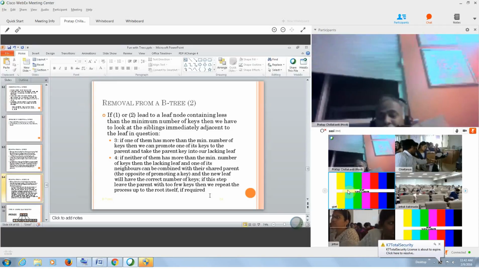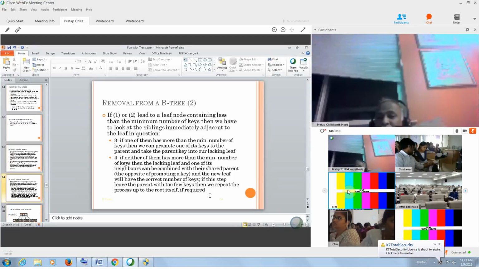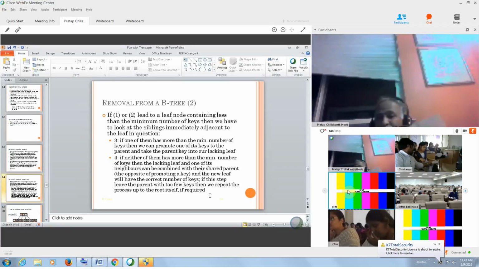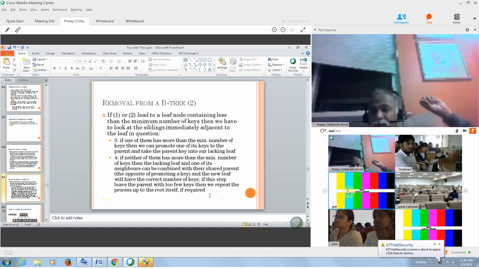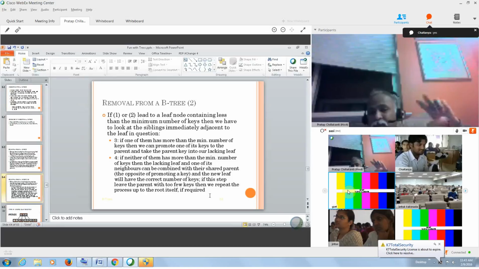And then obviously when you're doing either of those things, if any of the conditions lead to a leaf node containing less than a minimum number of keys, then we have to look at their siblings, right? Siblings in question, right? And then do the manipulation, like apply rule number 3 and rule number 4. Whenever you're doing these things, remember, go back to the fundamentals of B trees, right? If you remember those rules of B tree, it becomes easy to remove it.